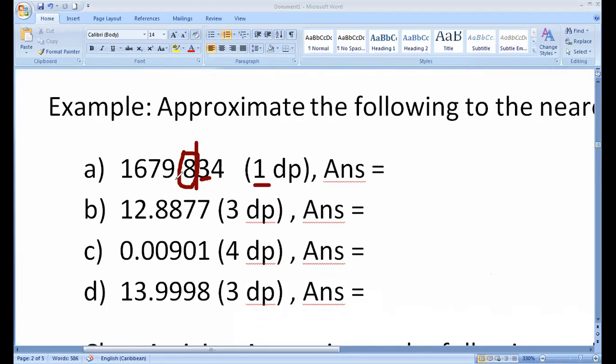So guess what? The number to the right is what you examine, but the number to the left is what you take action on. You get it? Let me say it again. The number to the right is what you examine.